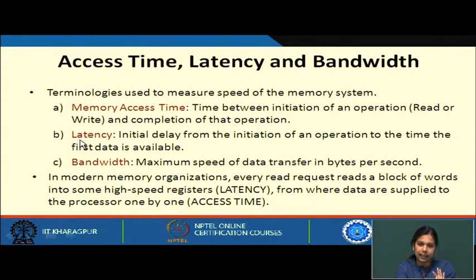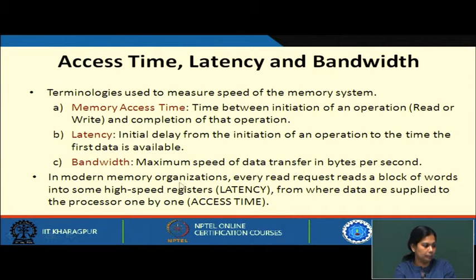Next is latency. Latency is the initial delay from the initiation of an operation to the time the first data is available. Let me tell one thing at this point of time, that when we access a particular location in the memory, we do not just access or retrieve that particular data, we always transfer a block of data. That is why this latency is an important term, because latency will give the time required to access the first data, and then the subsequent data that are present can be accessed at a much faster rate. And what is bandwidth? Bandwidth is the maximum speed of data transfer in bytes per second.